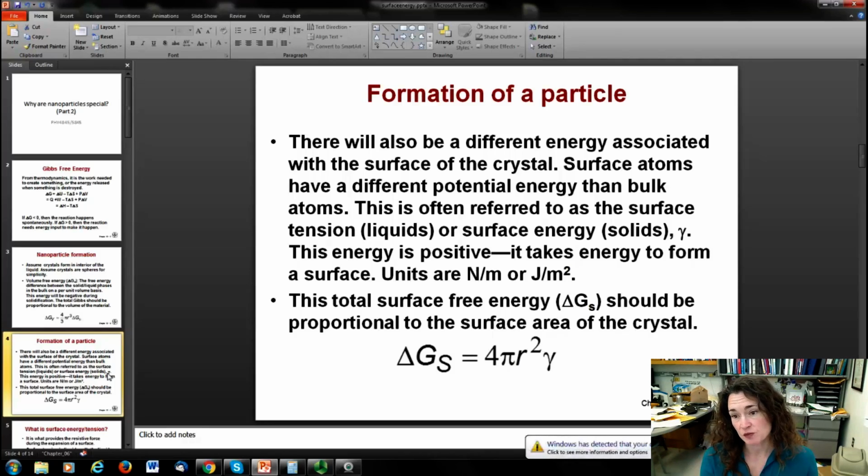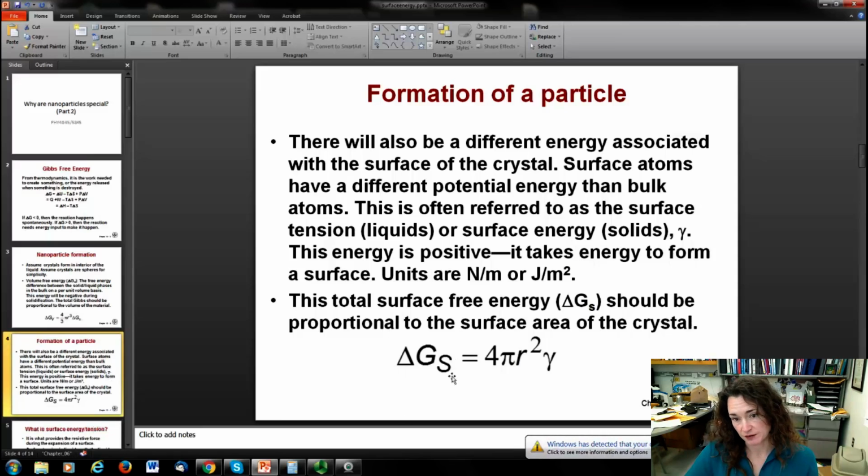And this energy is positive because it takes energy to form a surface. The units are going to be newtons per meter or joules per meter squared for your surface energy or your surface tension. Now, your total surface free energy for the Gibbs from the surface should be your surface tension or surface energy times the total surface area. So delta G_S, your Gibbs free energy due to the surface, is going to be, for a sphere, 4 pi r squared times gamma. All right?